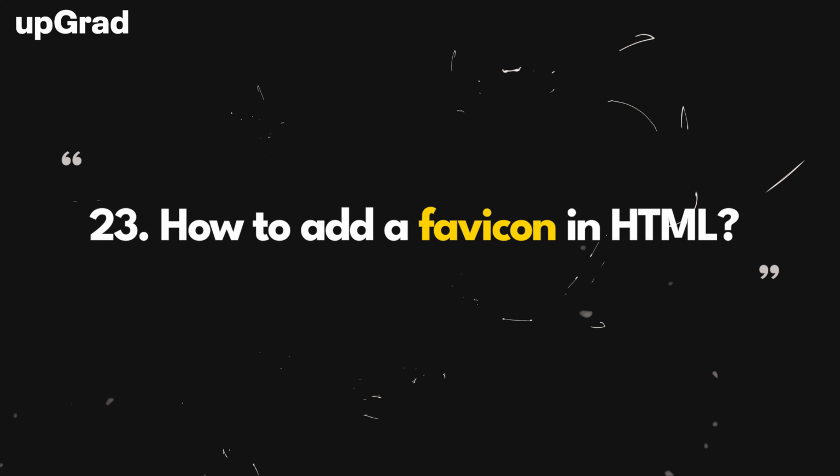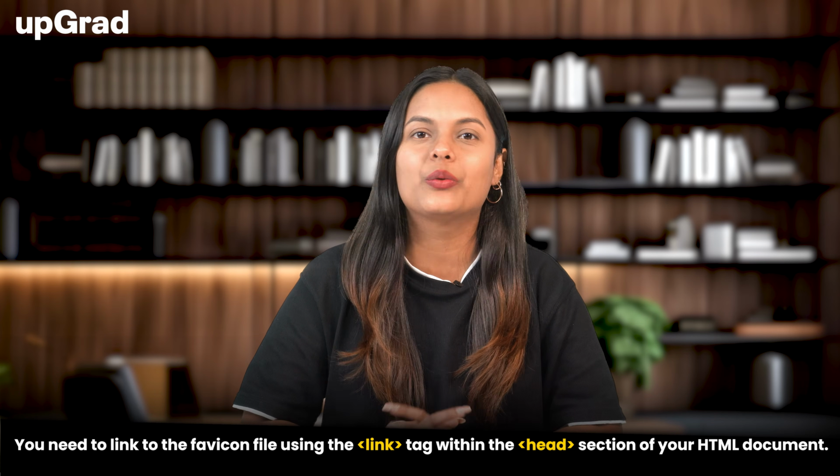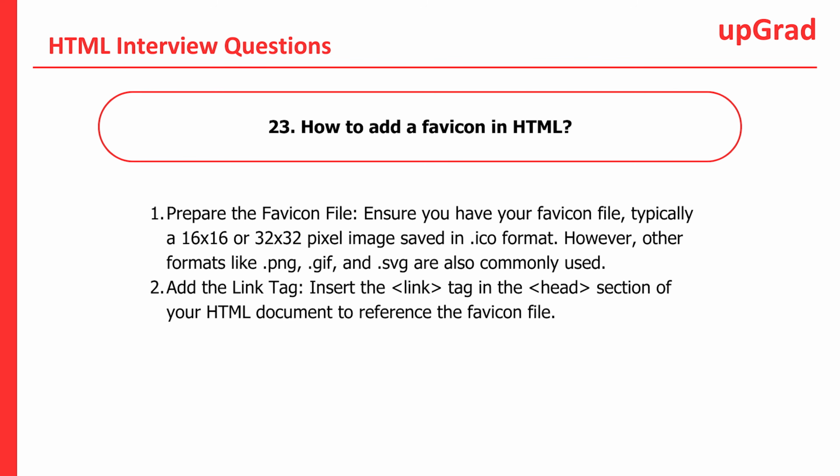Question number 23. How to add a favicon in HTML? To add a favicon to your HTML web page, you need to link to the favicon file using the link tag within the head section of your HTML document. Prepare the favicon file. Ensure you have a favicon file, typically a 16 by 16 or 32 by 32 pixel image saved in .ico format. However, other formats like .png, .gif, and .svg are also commonly used. Add the link tag. Insert the link tag in the head section of your HTML document to reference the favicon file.